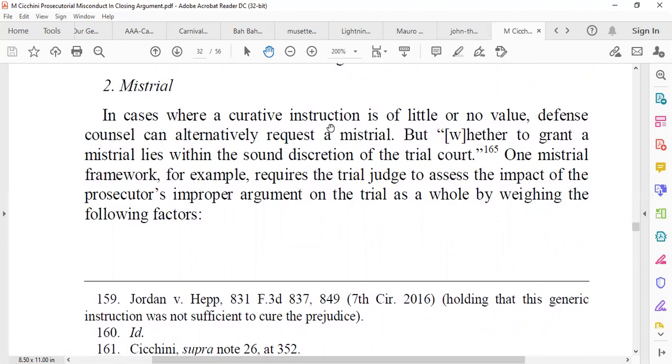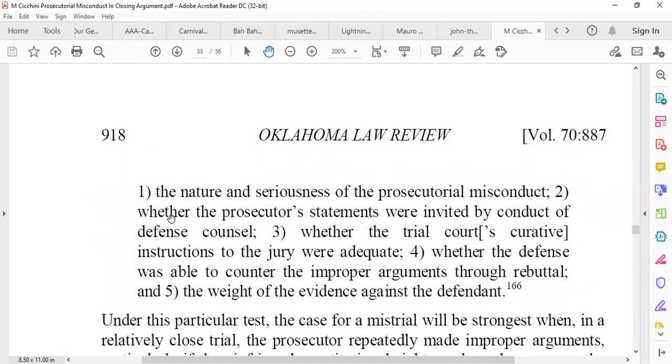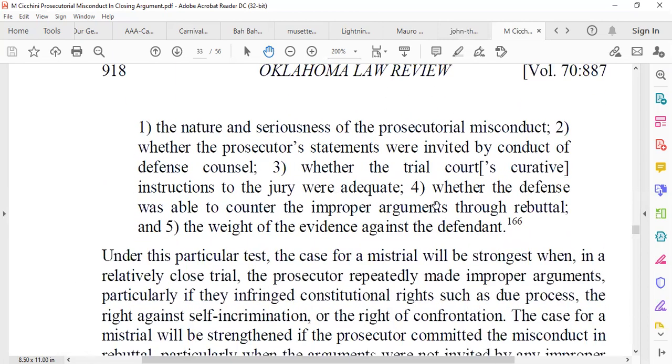Mistrial. In cases where a curative instruction is of little or no value, defense counsel can alternatively request a mistrial, but whether to grant a mistrial lies within the sound discretion of the trial court. One mistrial framework, for example, requires the trial judge to assess the impact of the prosecutor's improper argument on the trial as a whole by weighing the following factors. 1, the nature and seriousness of the prosecutorial misconduct. 2, whether the prosecutor's statements were invited by conduct of defense counsel. 3, whether the trial court's curative instructions to the jury were adequate. 4, whether the defense was able to counter the improper arguments through rebuttal. And 5, the weight of the evidence against the defendant.